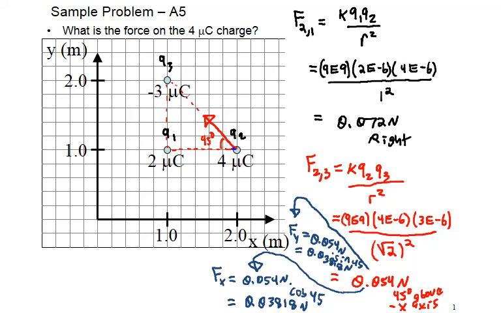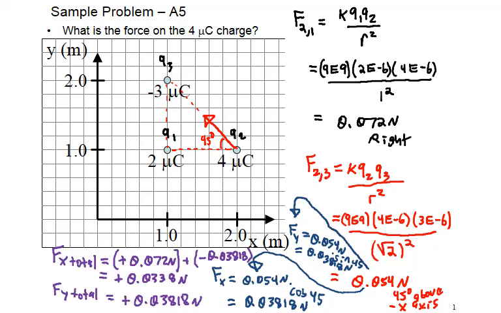We're going to break this down into what is the x force and what is the y force, and then use those two forces for our total x and total y. When we use the sine, this is the opposite side, we get this, and for the adjacent side, cosine, we get this. We can get our total x and our total y.